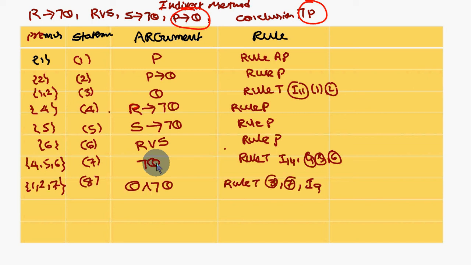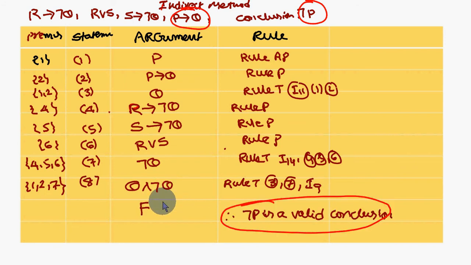In the third statement it is Q, and here in the seventh statement it is not Q. So 3 and 7, Q and not Q, this is the implication I9. Q and not Q is a contradiction, false. Why did you get the false? Because you took the negation of the conclusion. Therefore, the original conclusion given is valid. That means not P is a valid conclusion.